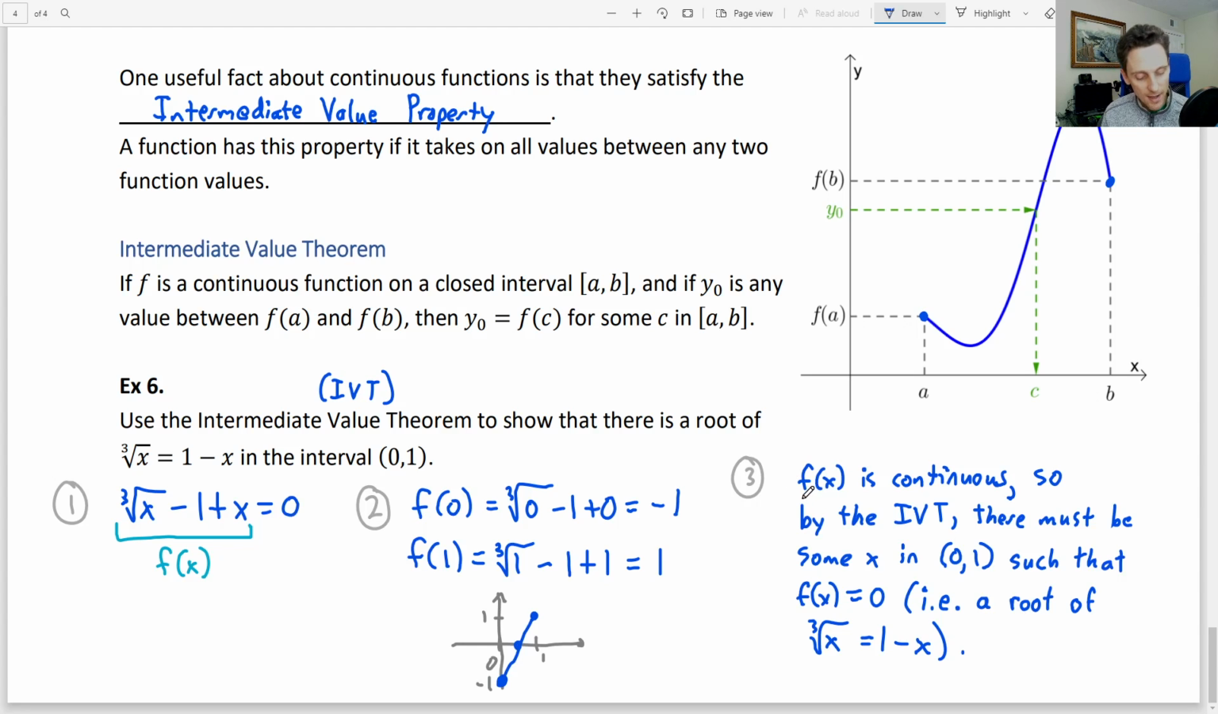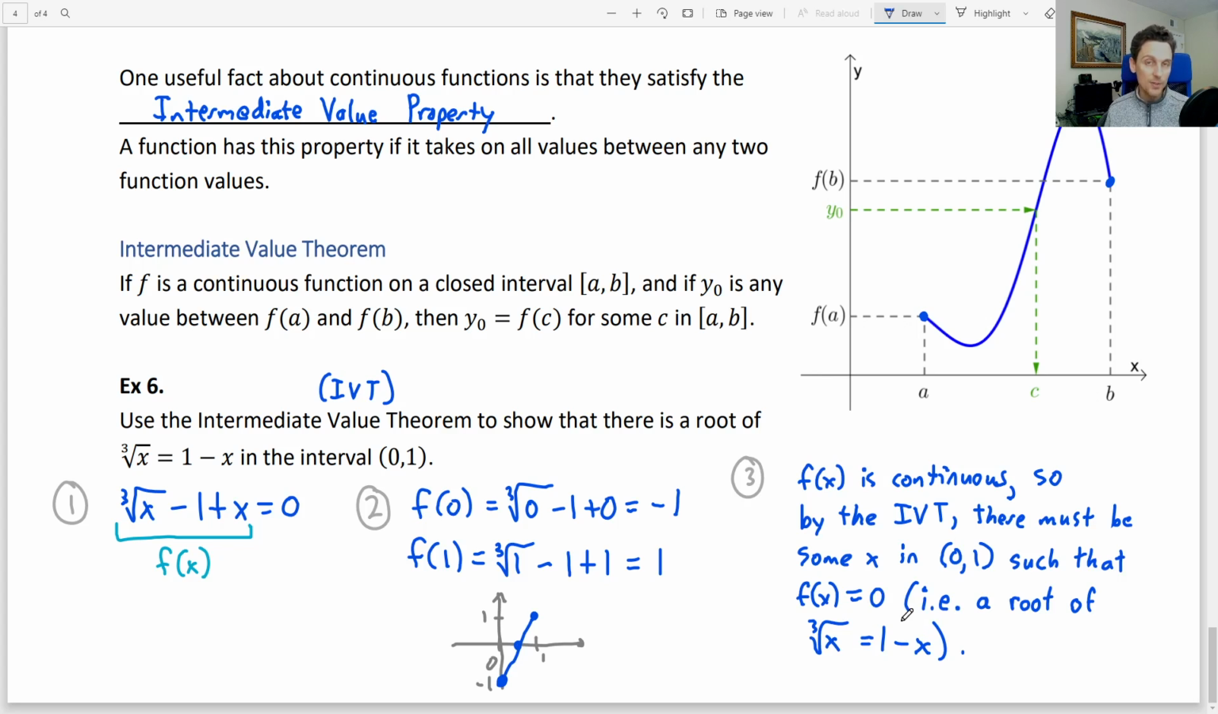So we say that since the function is continuous, it satisfies the condition of IVT. So then by IVT, there must be some x value inside of our interval from 0 to 1, such that the function is equal to 0. That's the only way you can get from a negative to a positive number. From this -1 to a +1, you have to pass 0. And therefore, there's a root of the equation.